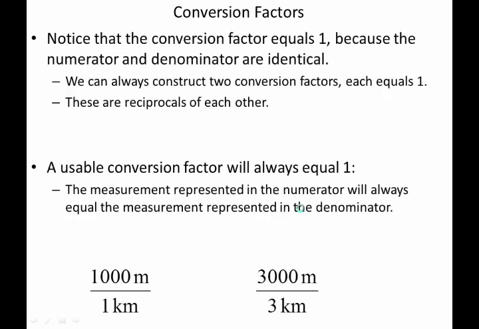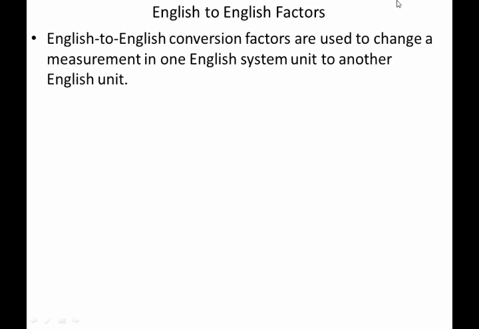So as I said, the conversion factor equals 1. I think this is all just repeating what I said. So here are other valid conversion factors. 1,000 meters over a kilometer, 3,000 meters over 3 kilometers, all valid. Okay. English to English conversion factors.